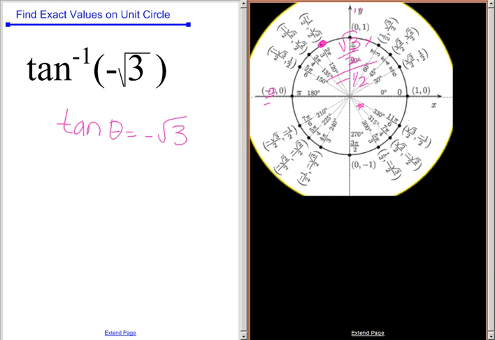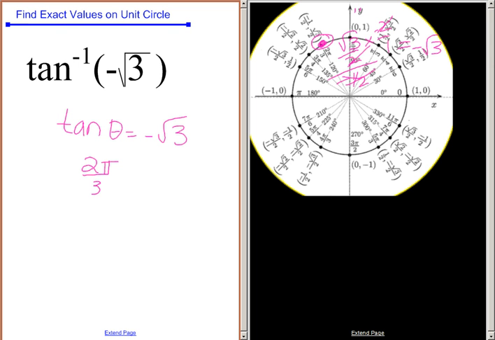Okay, I flip that, the 2's cancel, and I do happen to get -√3. So if you can't do that in your head, you're going to have to physically write that out and calculate it. One spot where tangent is -√3 is at 2 pi over 3.